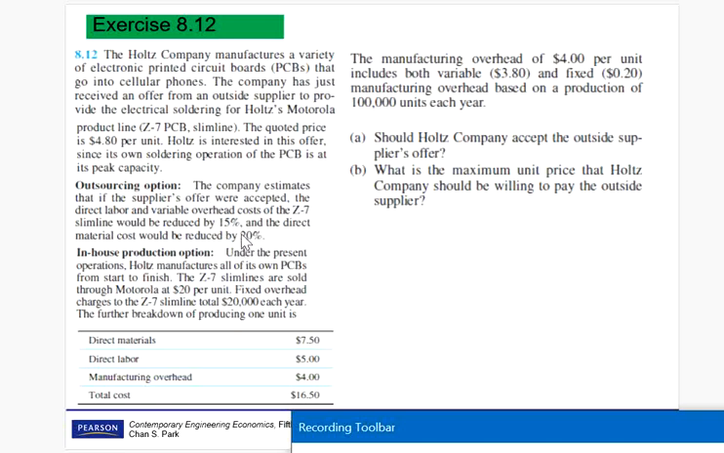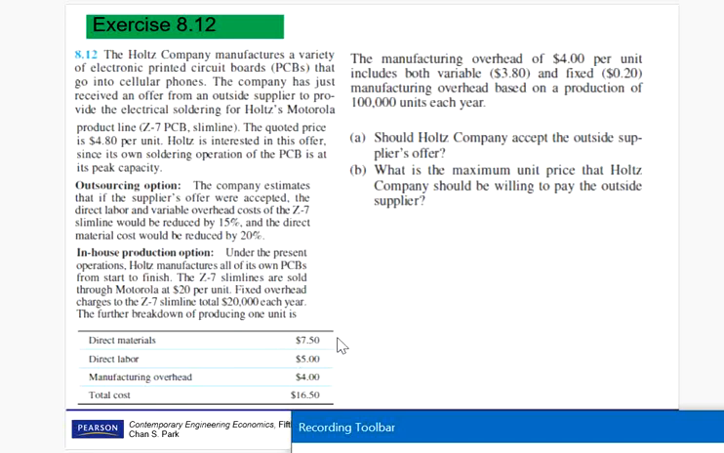The direct labor will be reduced by 15% and variable overhead will be reduced by 20%, from the given information here. Now under the present operation, they do all of their own PCBs, and this is given. Slim lines are sold for 20 per unit. Fixed overhead is 20,000 each year. Now the breakdown of this cost is given here.